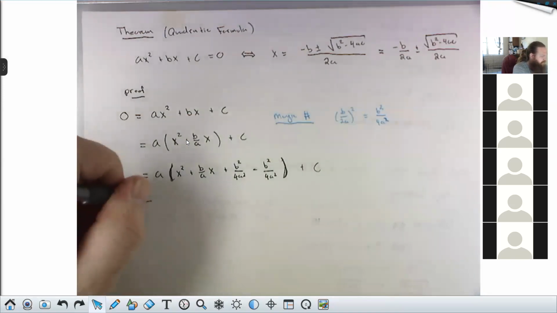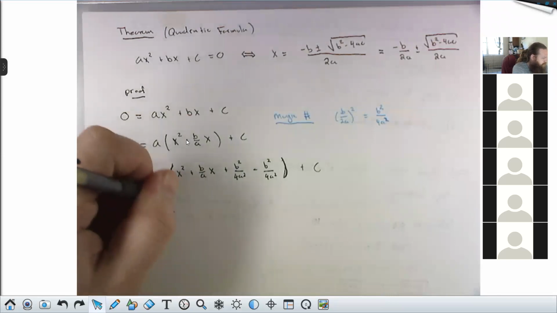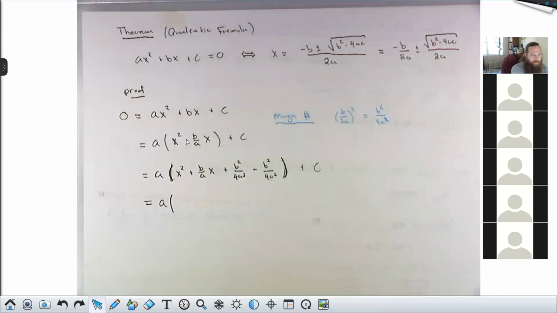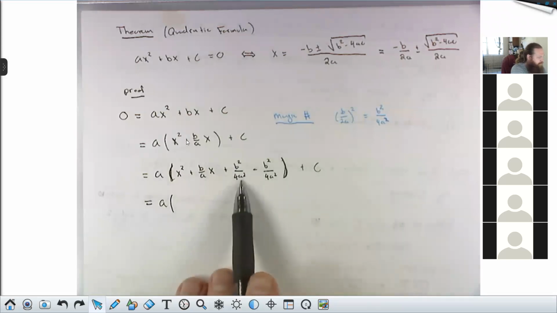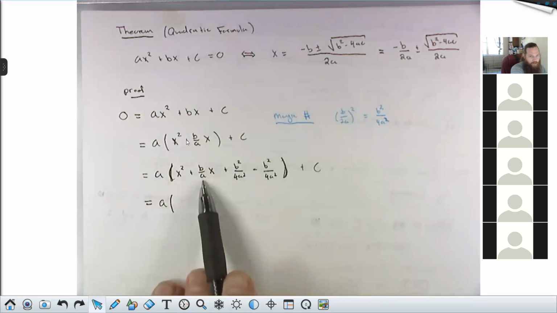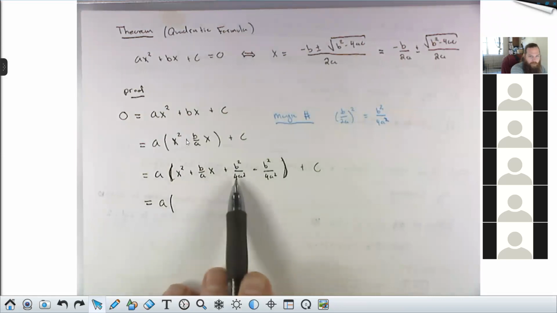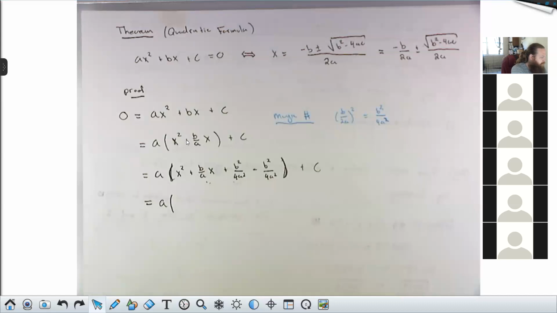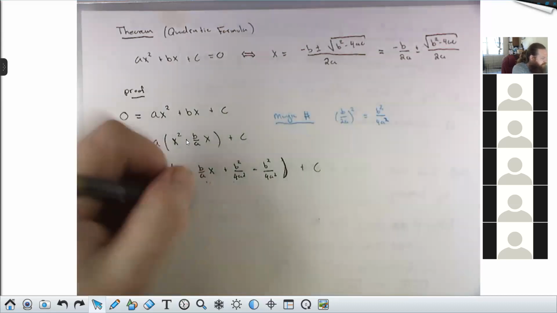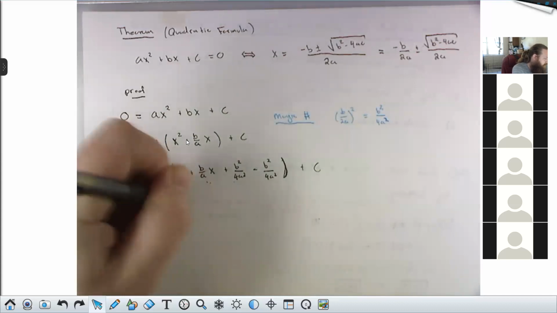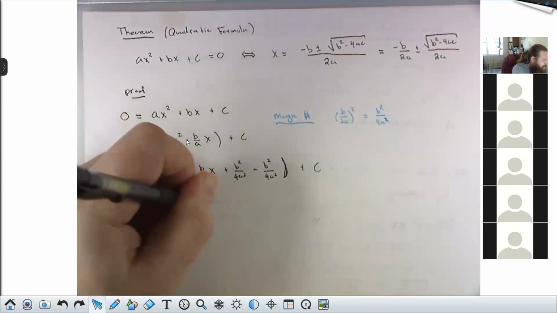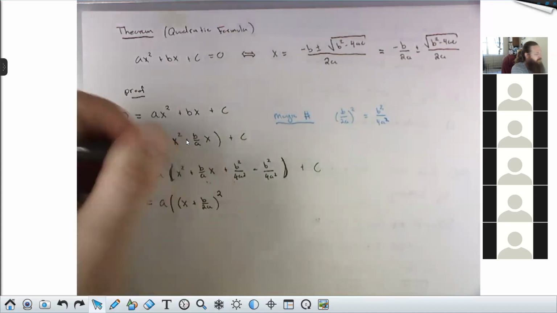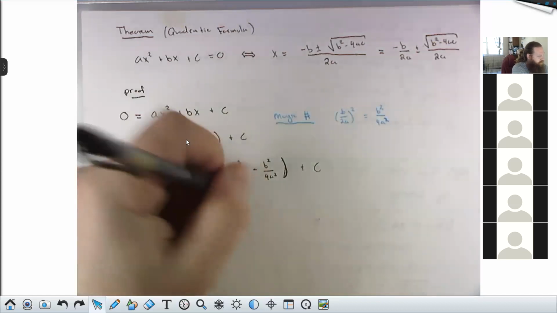Now those first three terms factor. It may not jump out at you right away because of all the symbols, but I'm looking for two numbers that multiply to b squared over 4a squared and add up to b over a. Well, b over 2a times b over 2a is b squared over 4a squared, and b over 2a plus b over 2a is b over a. So the two numbers I'm looking for are just b over 2a and b over 2a. That means those first three terms factor as x plus b over 2a all squared. And then this minus b squared over 4a squared still showing.